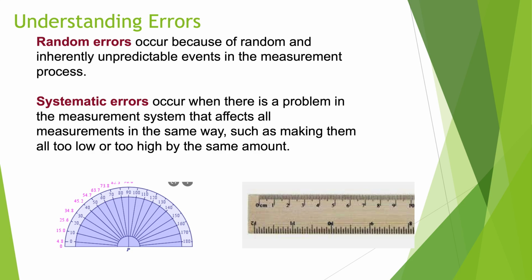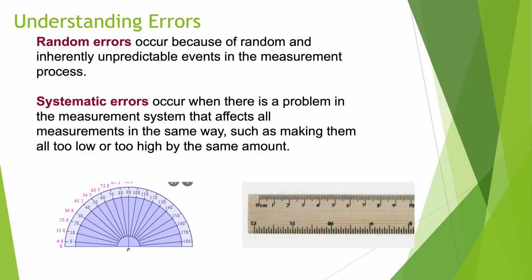Systematic errors are different than random errors. While random errors are unpredictable, systematic errors, also called systemic errors, occur because there's a problem in the measurement system, and it's going to affect every measurement the same way. I'll give you 2 examples.